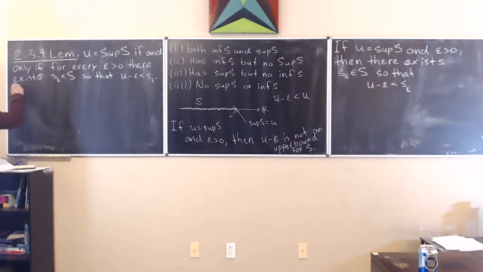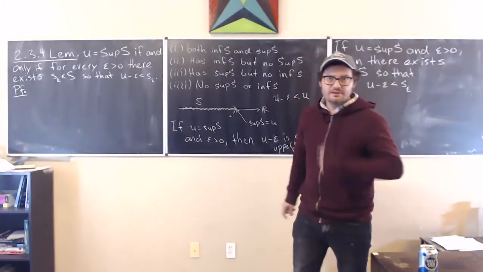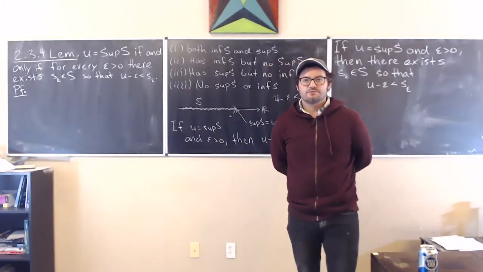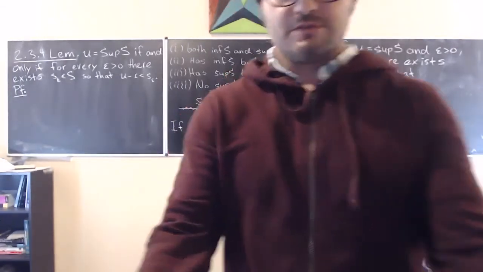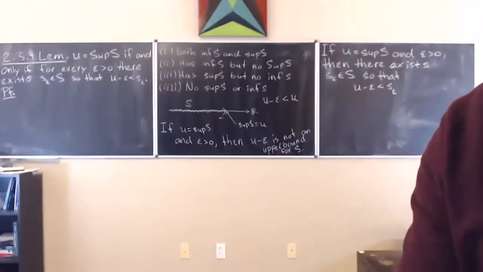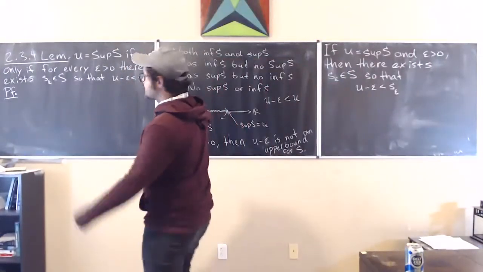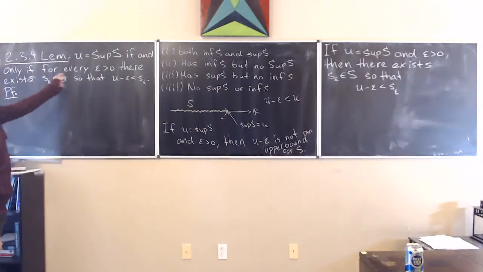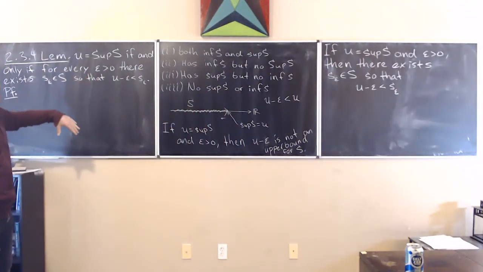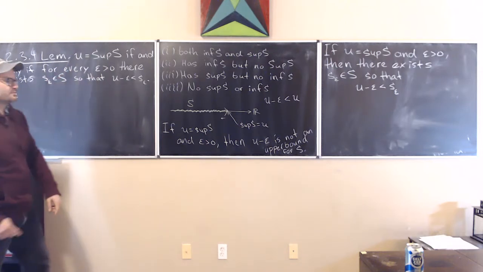So let's look at the proof of this. We have two directions to prove. Now, when I moved my camera earlier, I kind of excluded that little piece there. So there's two things to prove here. We have to prove if U is the supremum, then for every epsilon stuff, but then we also have to prove if for every epsilon there exists this element, then U is the supremum.